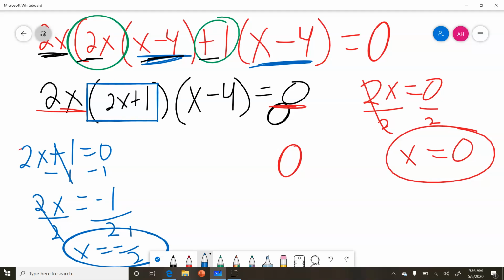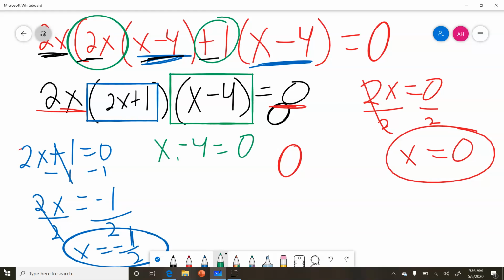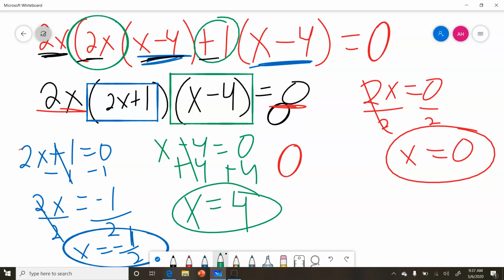There's the other answer, x equals negative 1/2. Then let's do this one last. x minus 4 equals 0. I add 4, and I get x equals 4. There are my 3 answers, all connected here with our black chain. Those are our 3 answers: x equals 4, x equals 0, and x equals negative 1/2. Okay, so that's how you do this lesson.